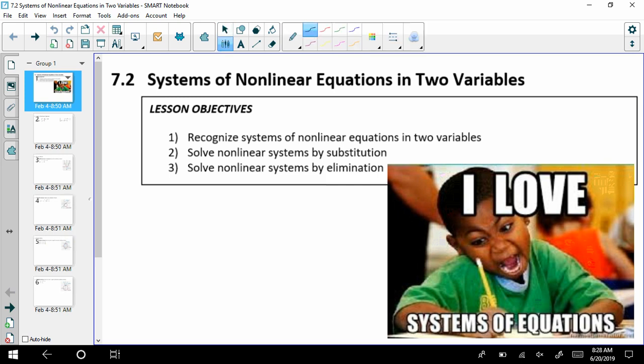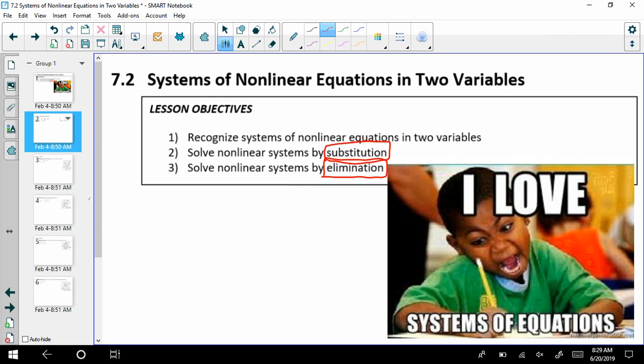Now, the good news is we are still going to be focusing on the same two methods to solve them, substitution and elimination, and they work the same way. It's just since these systems are nonlinear, there's going to be a little bit more work involved.